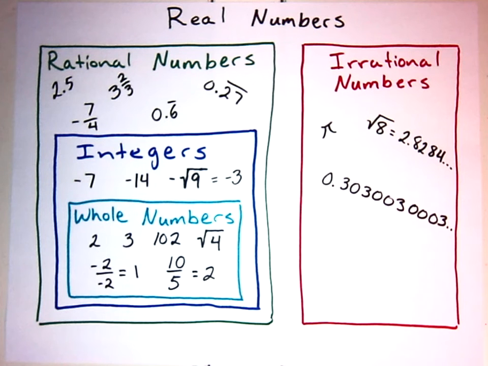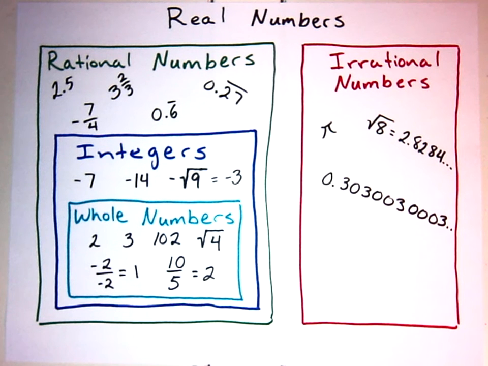I also have there negative 2 divided by negative 2. Again, it looks more complicated, but ultimately, if you did that division problem, a negative divided by a negative is a positive, and 2 divided by 2 is 1. So negative 2 divided by negative 2 will be positive 1. So that makes it a whole number. We see 10 divided by 5, right? You see, hey, that's a fraction. That's not a whole number. Well, actually, it simplifies to the number 2. So it is a whole number.